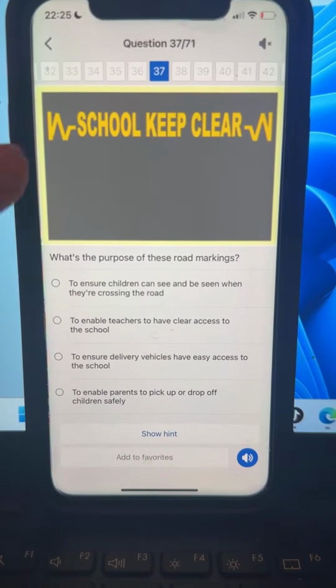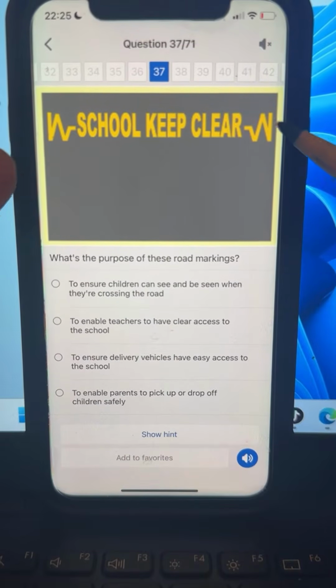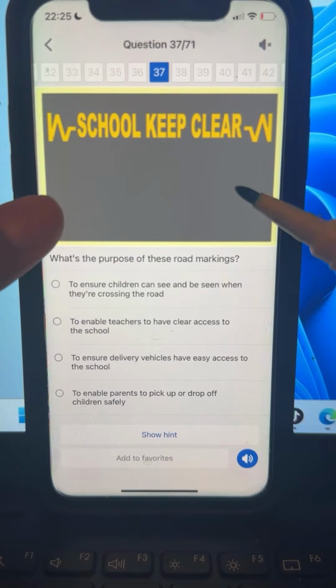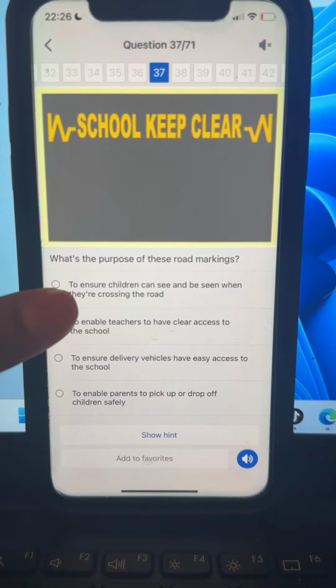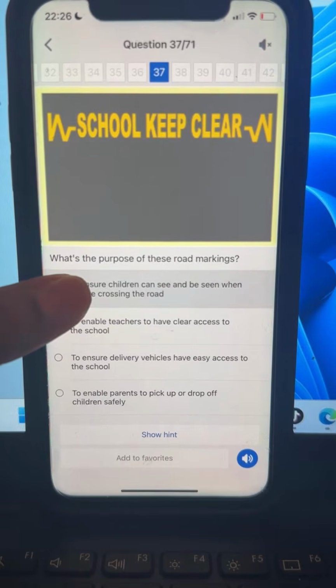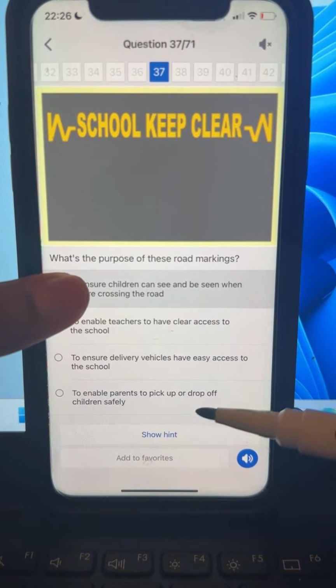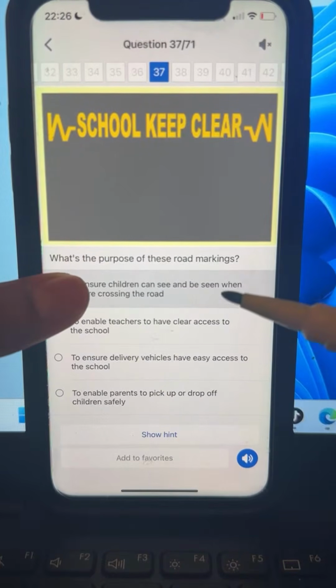So a school keep clear, zigzag yellow lines, they are there to tell you don't stop your car. This area should be kept clear for the sake of the children, to be seen while they're crossing. Yeah. Okay, to ensure children can see and be seen when they are crossing the road. It's not for teachers, it's not for head teachers, it's not for parents to pick up or drop off. So this area is for the sake of the children to be seen.